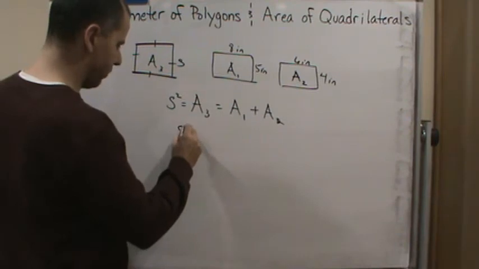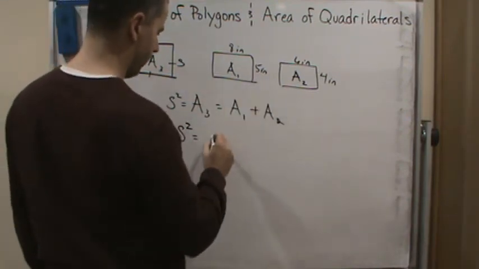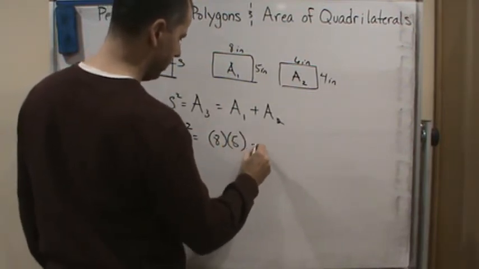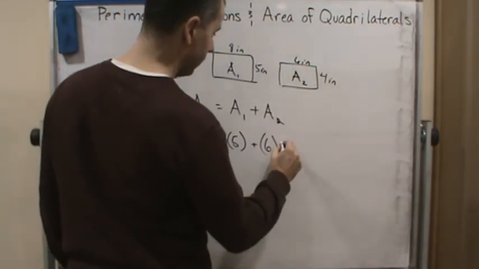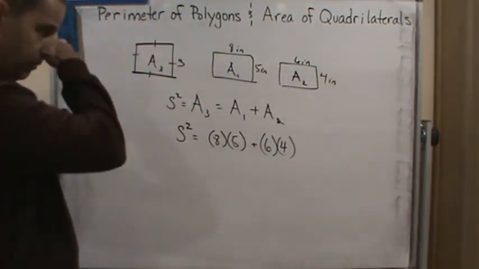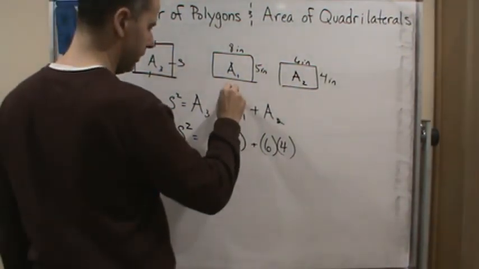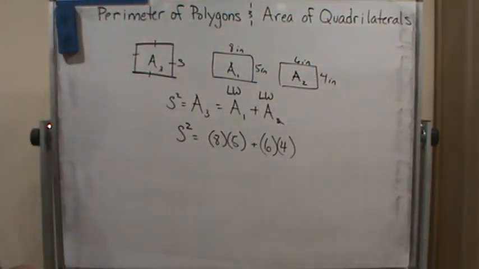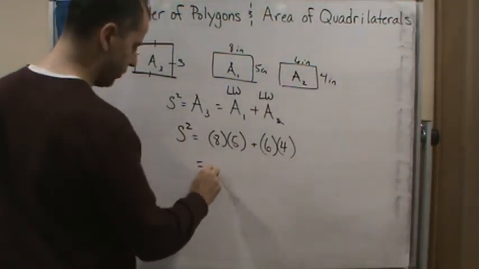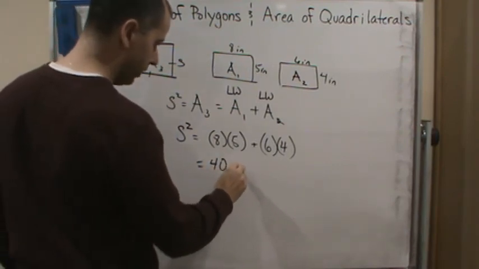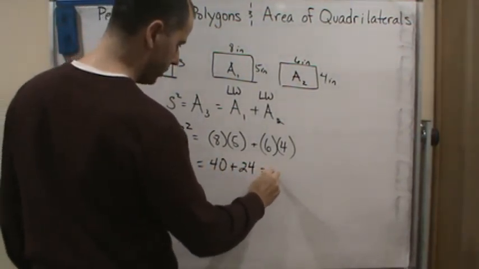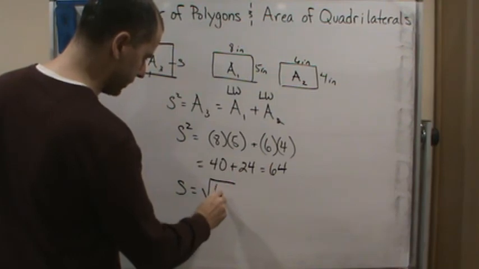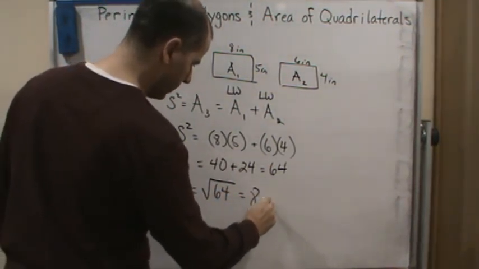So that means S squared has to equal what? 8 times 5 plus 6 times 4, right? Because both of these are length times width, length times width. And so what do I get? S squared has to equal 40 plus 24, which equals 64. So S has to equal the square root of 64, which equals 8 inches.